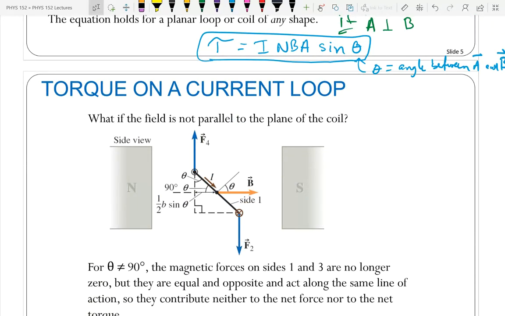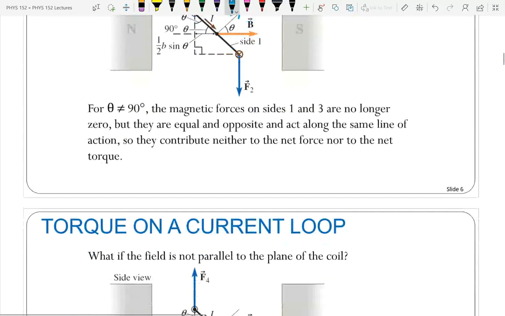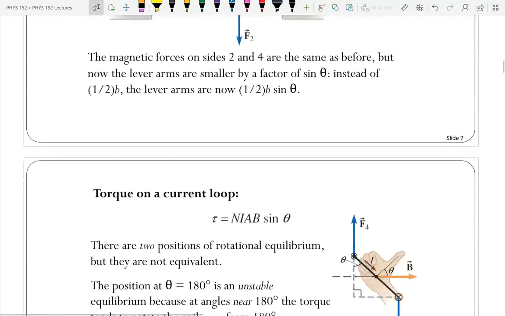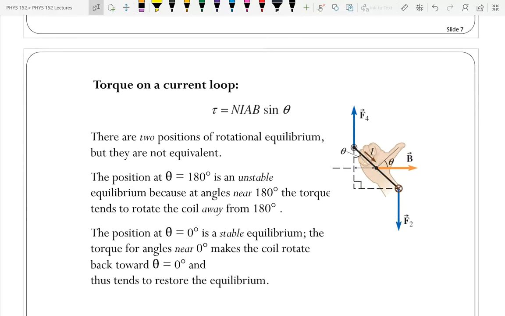So this picture here is showing what if you choose a different angle. So this is showing an angle. Notice the area is this direction here, and the magnetic field, theta, is the angle between the two. And it goes through and calculates, it's going to be torque is equal to I NBA, sine of the angle between them.